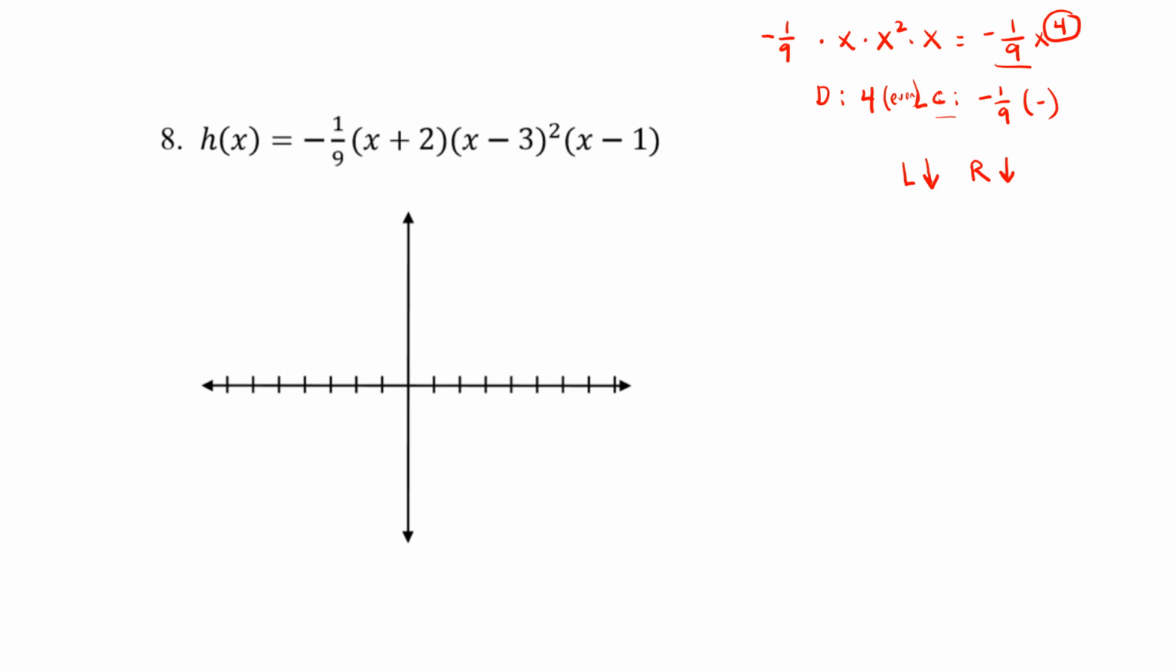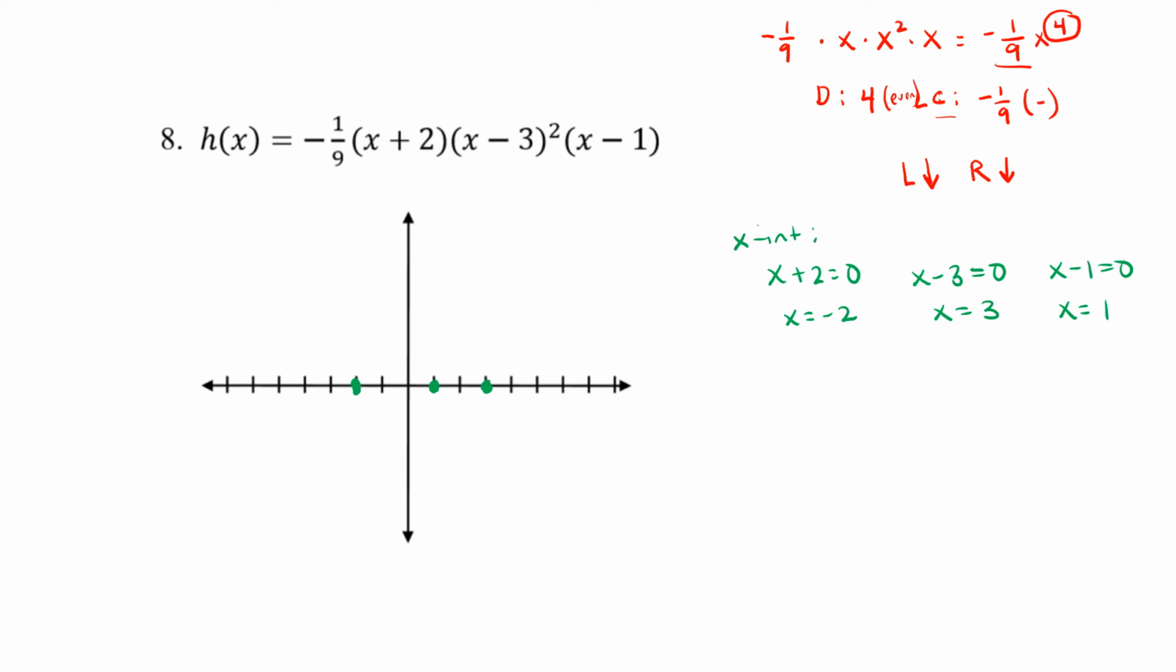The next step is finding the x-intercepts. To find the x-intercepts, what we're going to do is set each of these independent factors equal to 0. So x plus 2 equals 0, x minus 3 equals 0, x minus 1 equals 0. You do not have to set x minus 3 squared equal to 0. The exponent's not going to change the specific x-intercept. It's just going to change something about our multiplicity. We solve those, and we get x equals negative 2, x equals positive 3, x equals positive 1. Those are our x-intercepts. We can add those onto our graph: negative 2, positive 3, and positive 1.